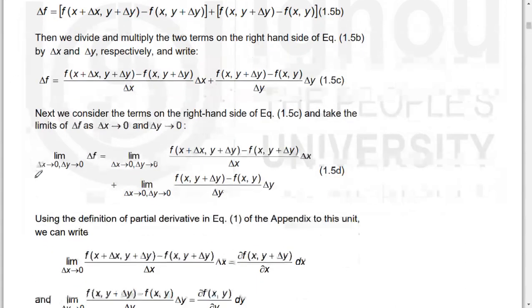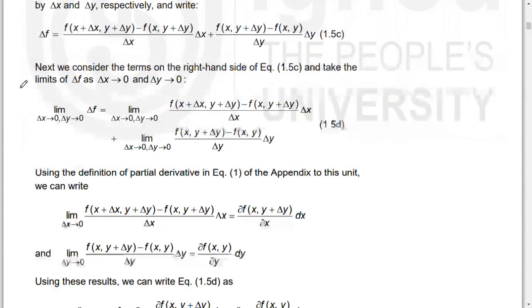Next, we consider the terms on the right hand side of equation C and take the limits of delta f as delta x tends to 0 and delta y tends to 0. Limit delta x to 0, delta y to 0, delta f equal to limit delta x to 0, delta y to 0, [f(x plus delta x, y plus delta y) minus f(x, y plus delta y)] by delta x into delta x, plus limit delta x tends to 0, delta y tends to 0, [f(x, y plus delta y) minus f(x,y)] by delta y into delta y.